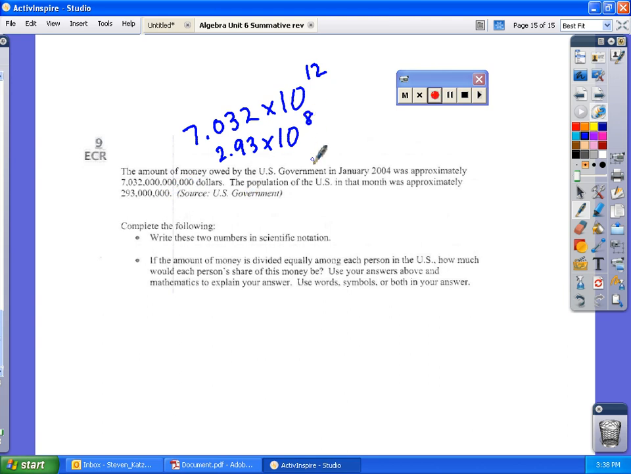And then if I want to know if they were divided equally among the people, remember you would divide these numbers, and whatever answer that is, it'd be times 10 to the 4th, because you could just subtract the powers of 10.